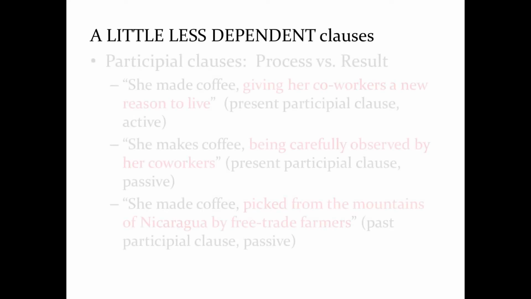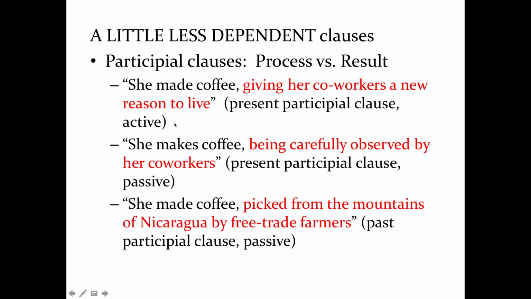There's clauses which are a little bit less dependent. These are these kind of participial clauses. She made coffee, giving her coworkers a new reason to live. So there's no overt subject for giving her coworkers a new reason to live. You can say, she made coffee, she gave her coworkers a new reason to live. I can combine those two sentences into a single one. She made coffee, and this act of her making coffee gave her coworkers a new reason to live. She made coffee, giving her coworkers a new reason to live.